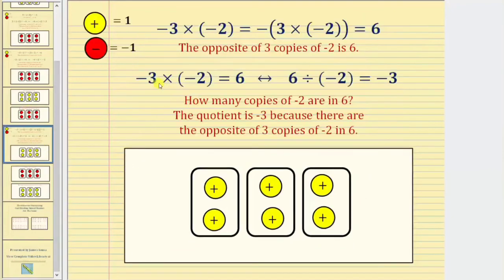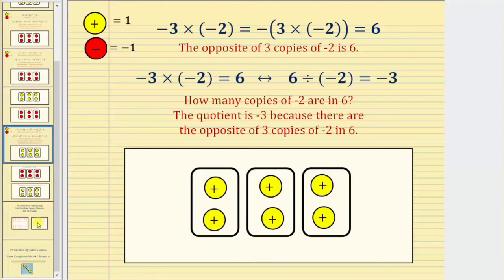And then finally, the corresponding quotient is positive 6 divided by negative 2 equals negative 3. 6 divided by negative 2 is asking how many copies of negative 2 are in positive 6. The quotient is negative 3. And again, we'll view this as the opposite of 3 because there are the opposite of 3 copies of negative 2 in positive 6.